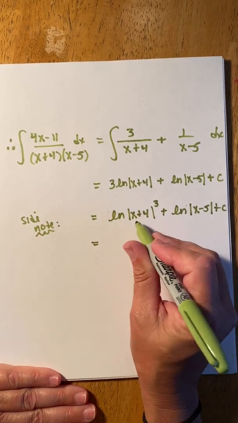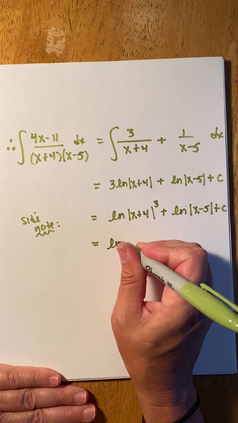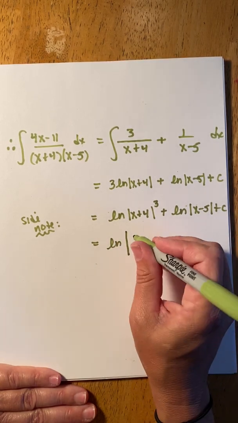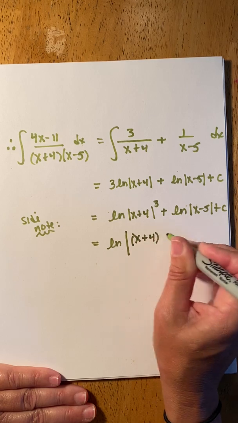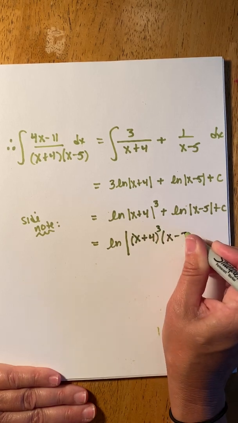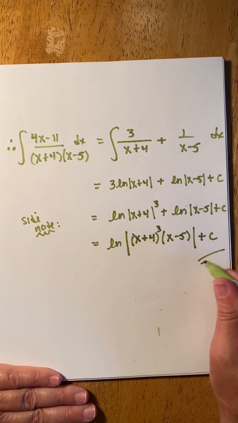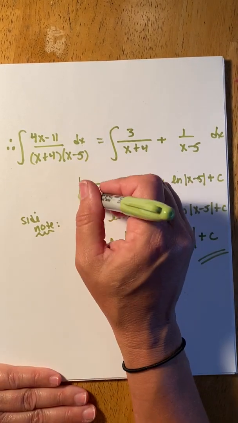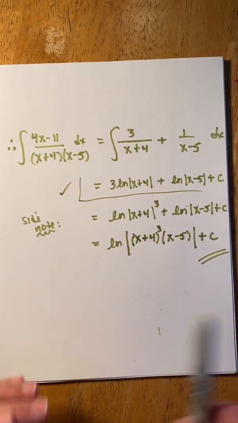And now that we have logs with a coefficient of 1 out front, I can change this to the natural log of (x plus 4) cubed times (x minus 5), plus c. Okay, this answer is perfectly acceptable. This would be an alternate version of that answer.